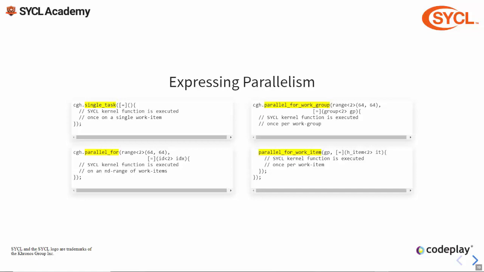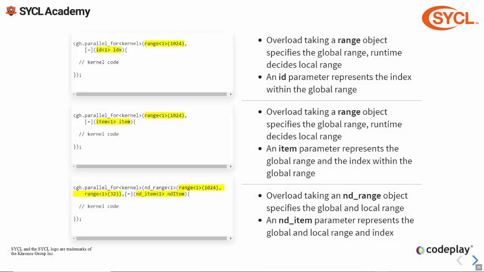Parallel for workgroup is called first and is invoked per workgroup, and within that callable, you can then call parallel for work item, which is invoked once per work item. For this lecture, we're going to be focusing on parallel for, as this is the most common. There are three different variants of parallel for.